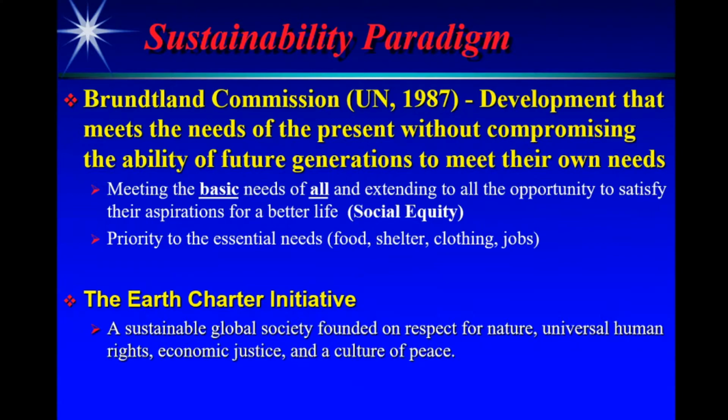And there are some more terms which play an important role, which is you have to meet the basic needs of all. So there are issues of social equity which play an important role. And then you have to provide the essential needs first, which can always be questioned. And then there have been many other initiatives and definitions which have been proposed. So one more I have mentioned here, which is the Earth Charter Initiative, which is again talking of sustainability, but it does talk of nature, universal human rights, economic justice, and the culture of peace. It is not just related to technology, but there are several other aspects which play an important role when we talk of sustainability.